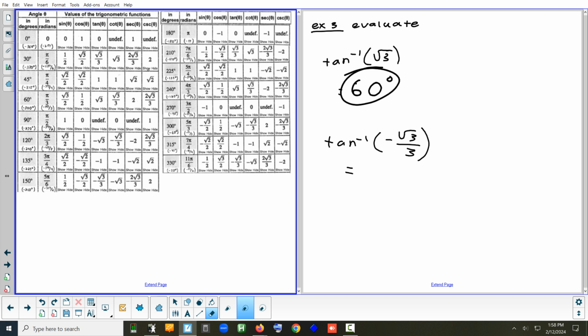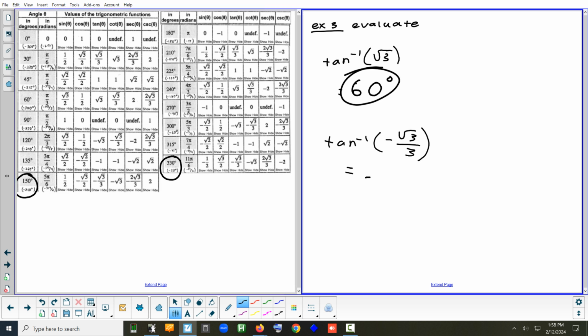Inverse tangent, negative root 3 over 3. So we got 150, negative 240, negative 210, 330. And let's go negative root 3 over 3. Yep. Okay. So which one? Negative 30. Yeah, because we've got to be between negative 90 and 90, and negative 30 is the only one. Okay. Any question on that?